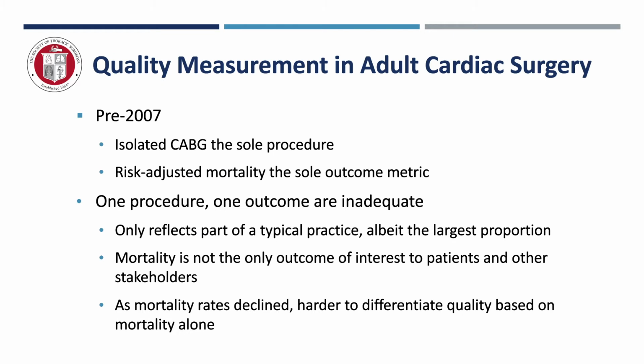Prior to 2007, quality measurement in adult cardiac surgery generally consisted of estimating one outcome, risk-adjusted mortality, for one procedure, isolated CABG. STS believed that a much more comprehensive approach to quality measurement was needed that embraced all the more common procedures. Also, using risk-adjusted mortality alone was felt to be inadequate for two reasons.